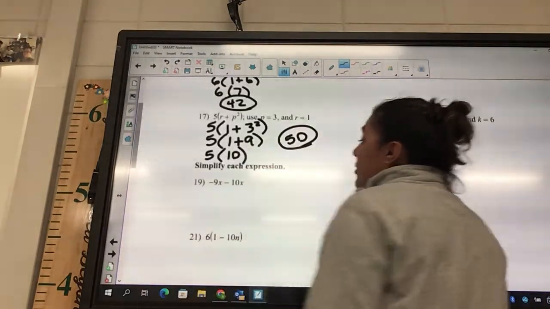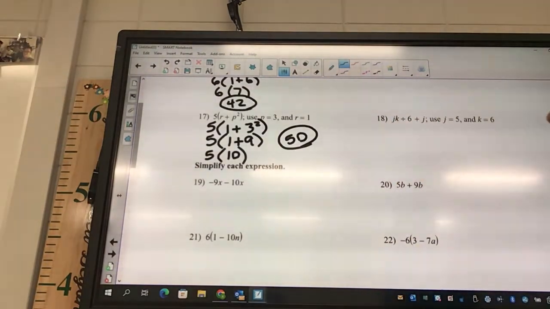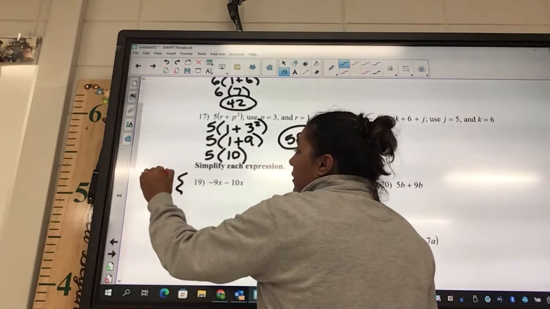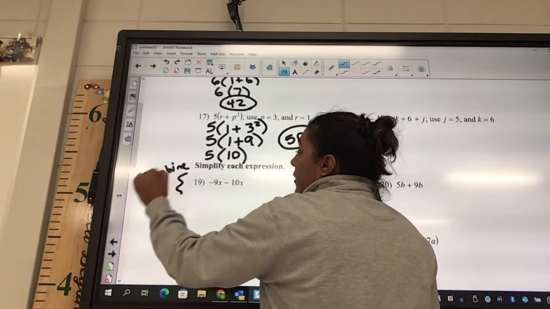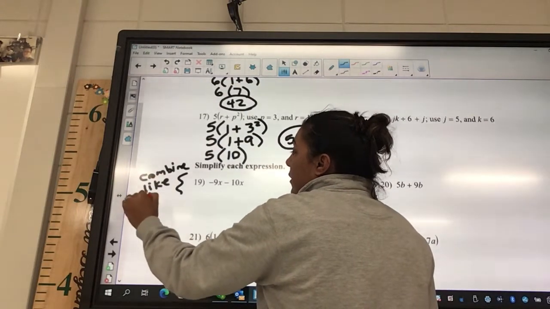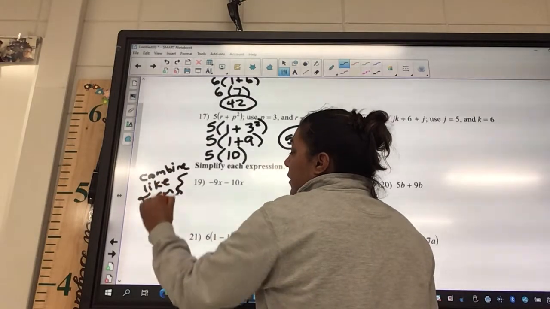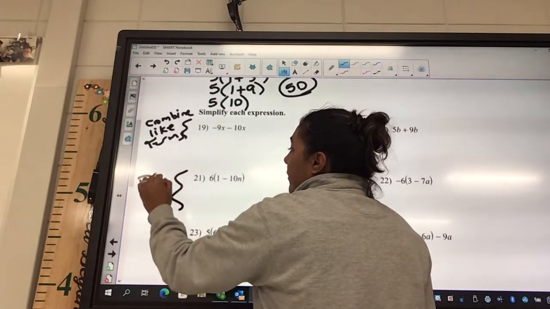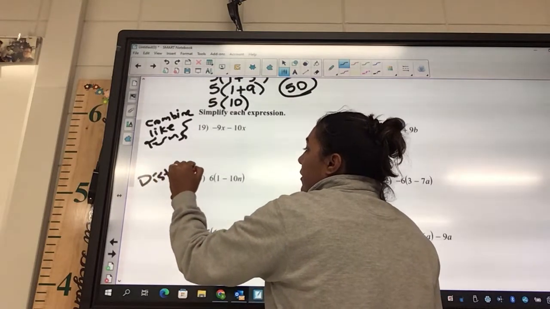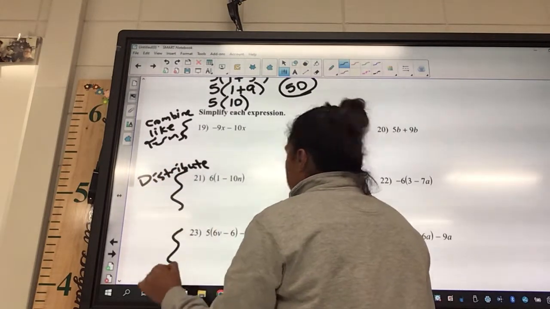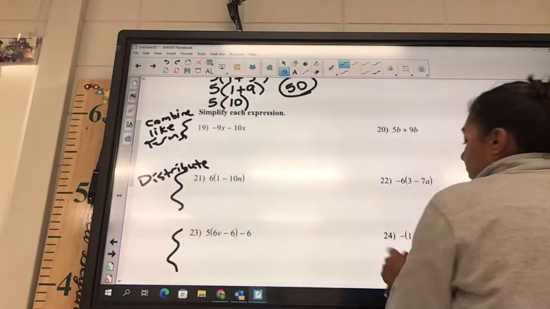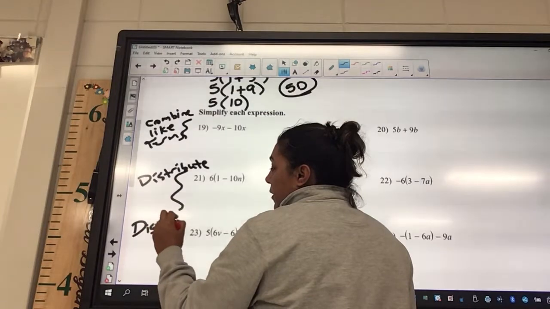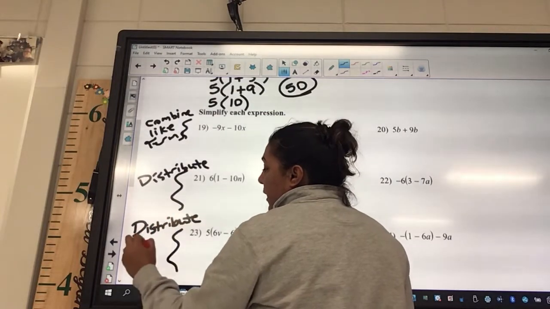Okay, the next section on your test, the first ones are just going to be to combine like terms. Okay, the second set is going to be to distribute. And then the third set of questions, and I say set because this one goes with this one, is going to be distribute. And then combine.